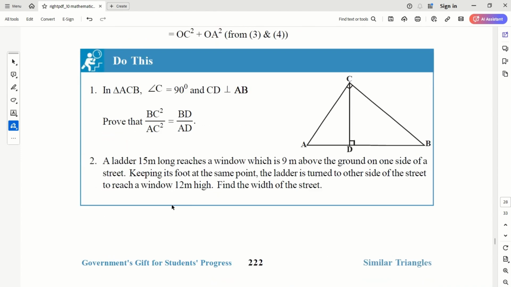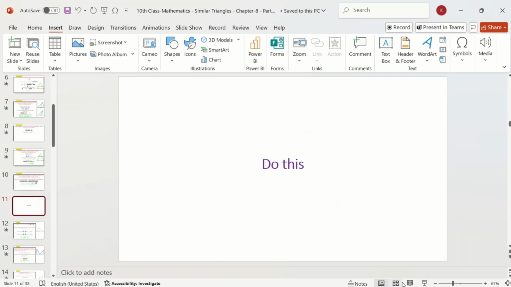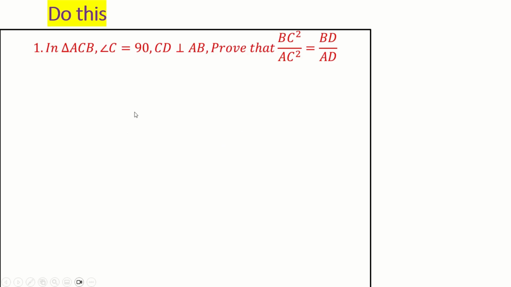In triangle ABC, angle C is 90 degrees. CD is perpendicular to AB. Prove that BC square by AC square equals BD by AD. From the given data, we use the Pythagorean theorem and similar triangles.